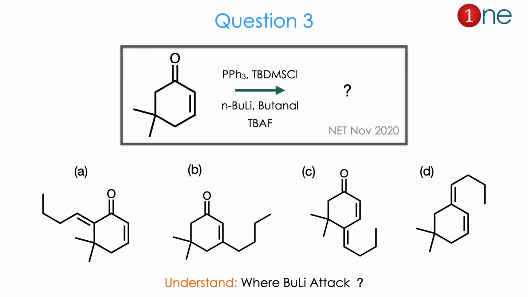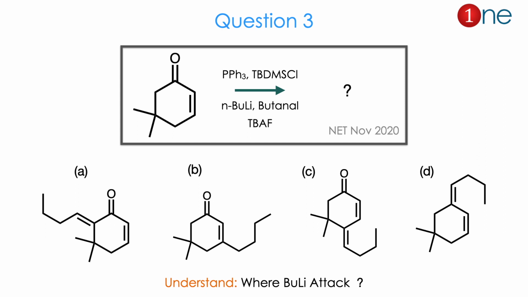Then question number 3. The starting material is a conjugated ketone with alkyl groups. You are using BH3 and TBDMS chloride, and you are using butyl lithium and butanal. Butanal is the aldehyde. You are using TBAF as the catalyst. They suggested 4 products to identify.